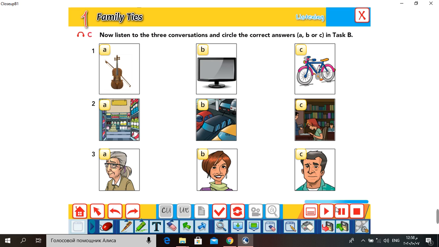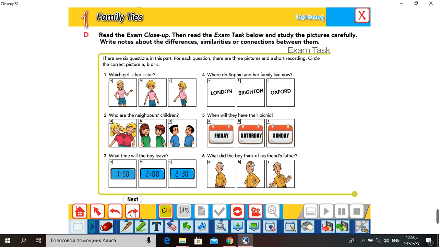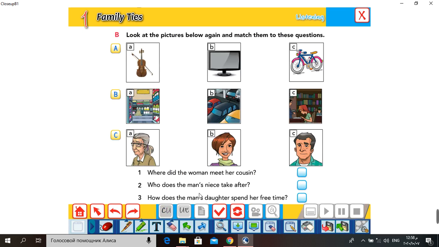Okay, after listening to the conversation, you should have marked the options, and I want you to play the recording again to check your answers, okay? Now let's answer exercise B. Where did the woman meet her cousin? Where do you think after listening to this part? Yes, in the car park.